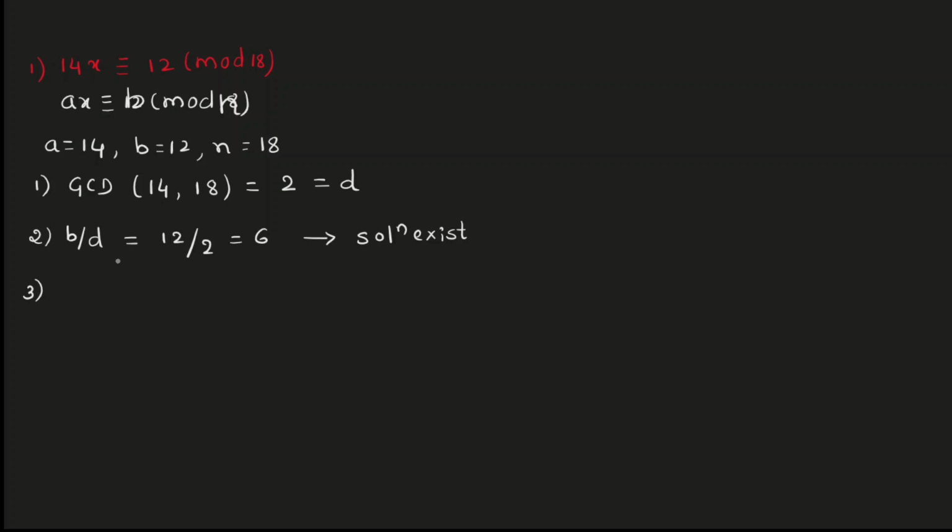Then after that, D mod n. What is our D? D is 2. 2 mod 18 is what? 2 only. Therefore, how many solutions exist? 2 solutions exist.